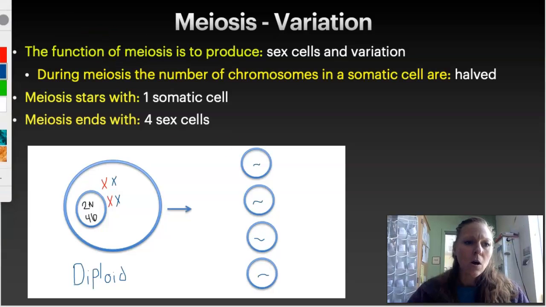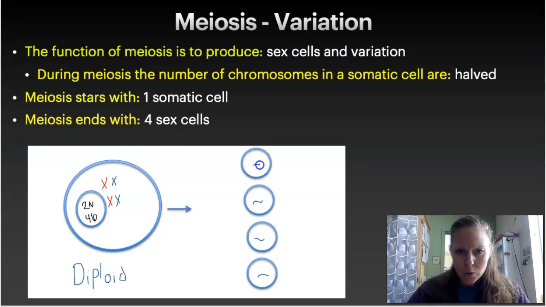And so those aren't all from dad. Each of these cells has chromosomes that are a little bit of mom and a little bit of dad. They're half mom, half dad. And so variation has happened. If it was mitosis, it would be identical copies. But these are not identical copies. In each of these cells, there's a little bit of mom and a little bit of dad.